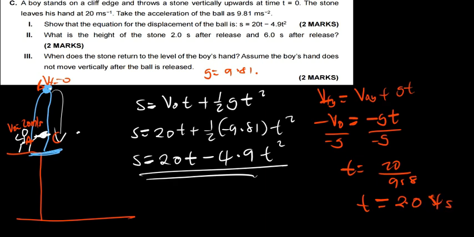Now, one thing I want you guys to understand is that this is the time from point A to B, but to find the time it was in the air, the time it took for the ball to go up and come back, you do times 2. So the time you are looking for is 2.04 times 2, which is 4.08 seconds, or you can say 4.1 seconds.